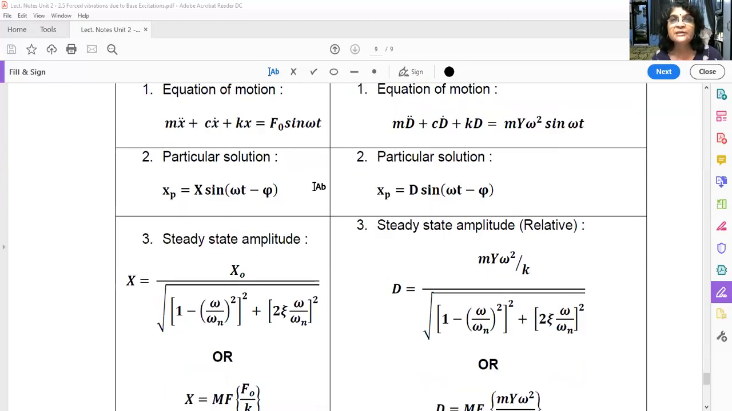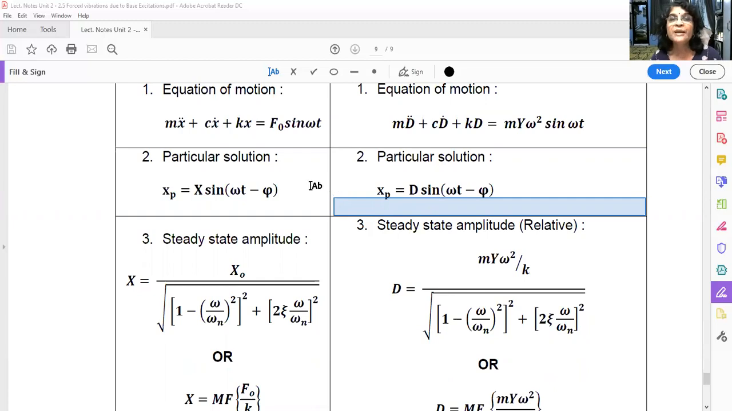Then the second comparison is the particular solution. Xp is equal to capital X sine omega t minus phi. And here the particular solution is Xp is equal to, X will be replaced by capital D because here it is a relative motion. So D into sine omega t minus phi.